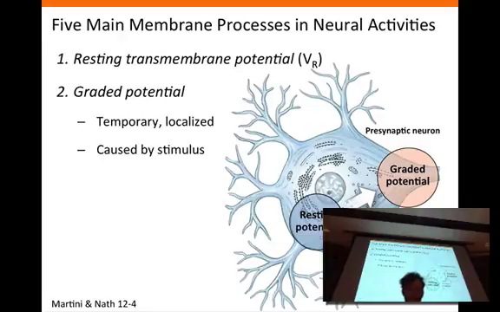All right. So there are 5 basic membrane processes that happen in any neural activity. And we're going to go through each of them so you can understand exactly how a neuron works. The first concept to have is basically how a cell establishes its resting transmembrane potential. It's V sub R. That's the symbol we're going to use. So V means potential. What does potential mean?